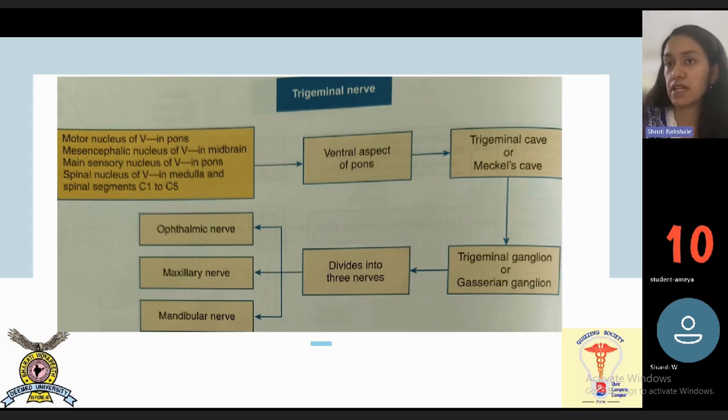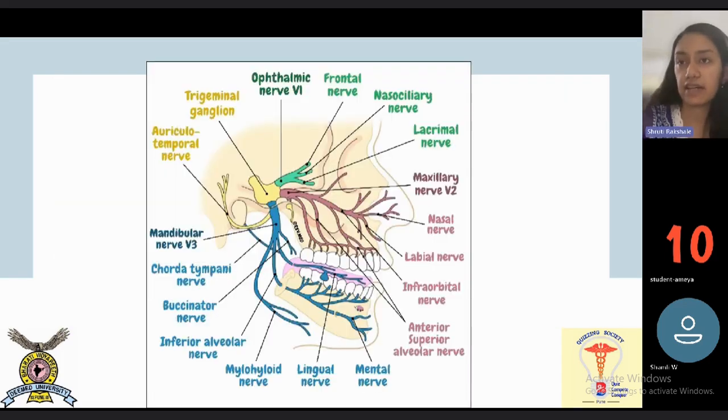As I had said before, it arises from the ventral aspect of the pons. It passes through the trigeminal cave, also called Meckel's cave. Then it gives fibers to the trigeminal ganglion, which is also called the Gasserian ganglion. From here, the nerve divides into three branches: ophthalmic, maxillary, and mandibular nerve. Now, this is another diagram showing the nerves and their course and what all it supplies.